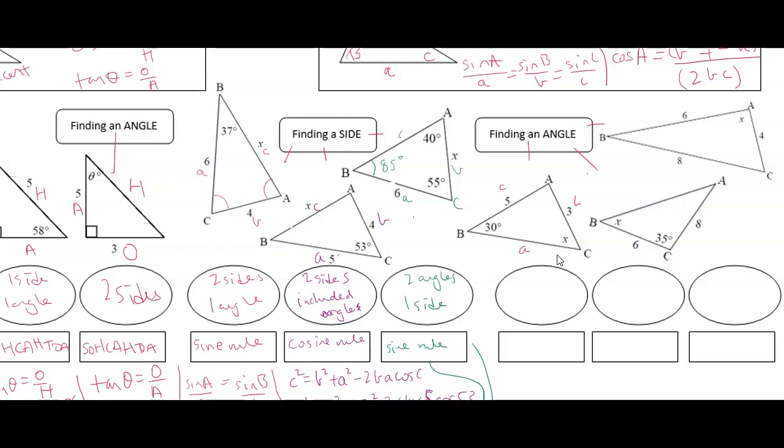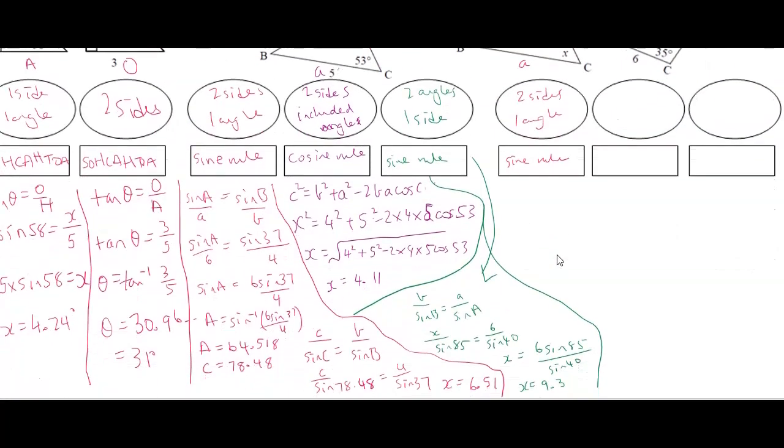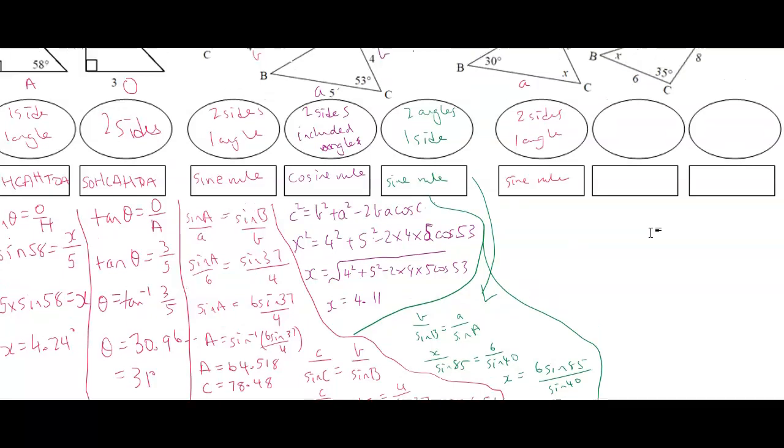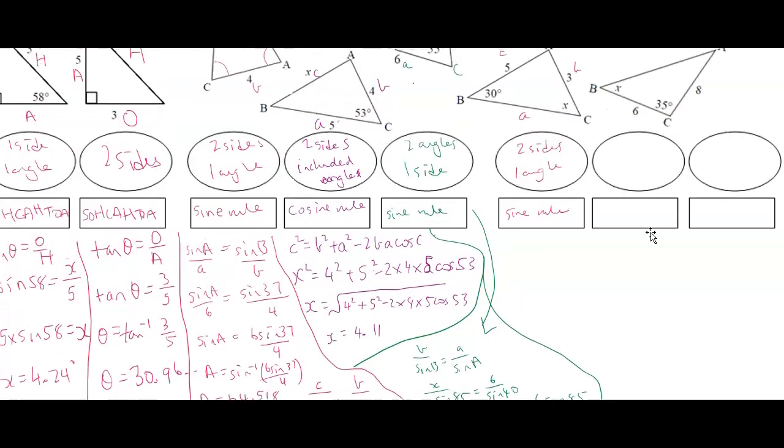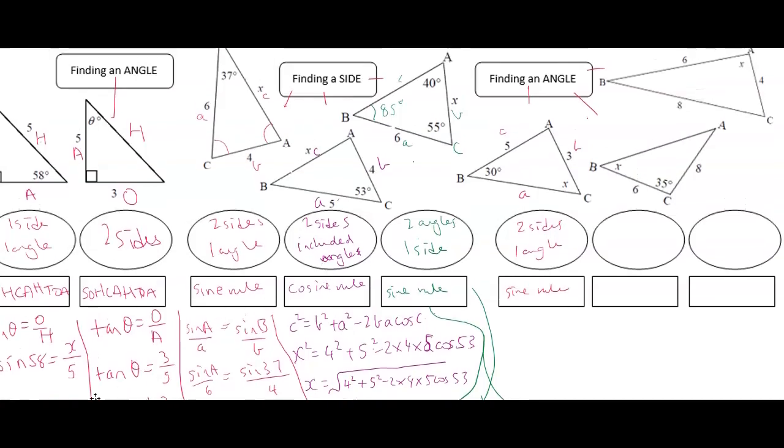So we have two sides and one angle. Our two sides are c and b and our angle is B, and we're going to use the sine rule. Okay, so we're working out an angle. Let me just scroll up a bit. All right, so we're looking for C.